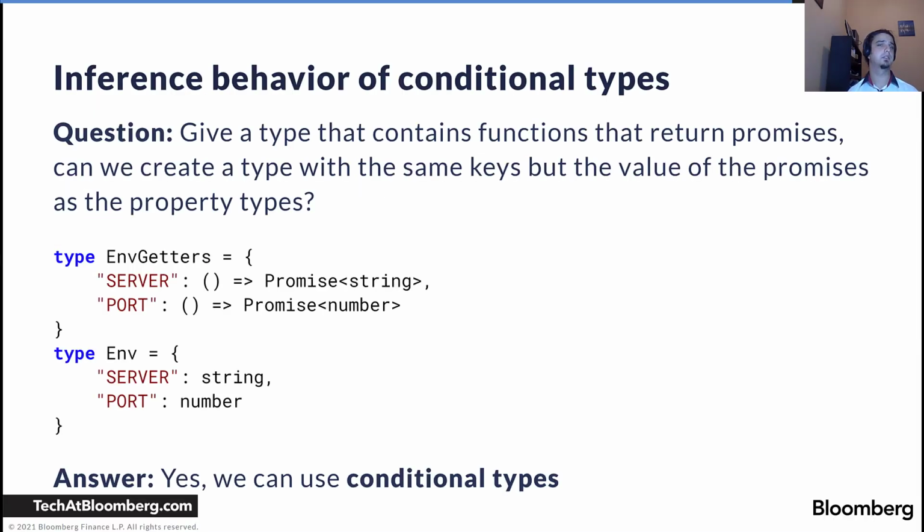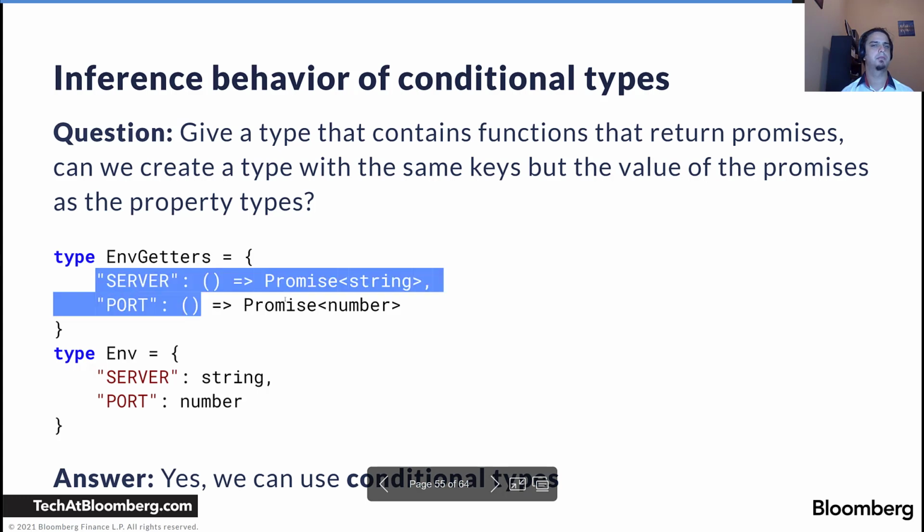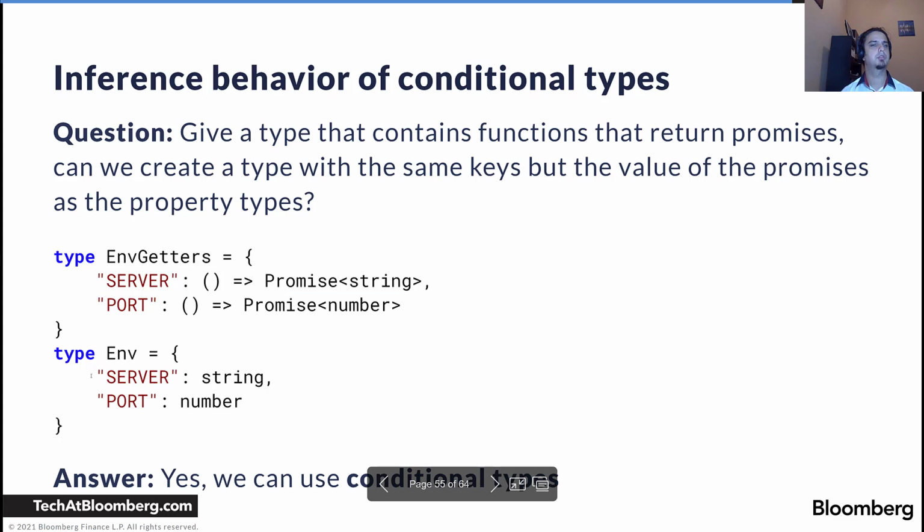Let's look at another facet of conditional types. Let's say we have an object type that contains a series of functions that return a promise. What we actually want to do is create a new type that has the same properties, but for each function we want the resolved type of the promise. So for example, for the first one we want string, and for the second one we want number. How can we do this?